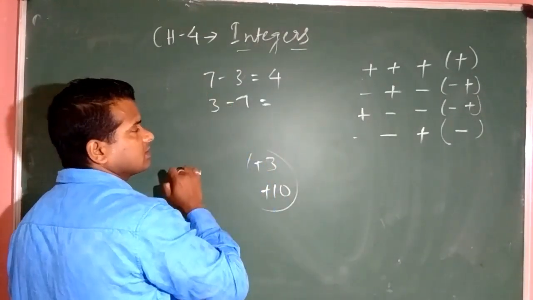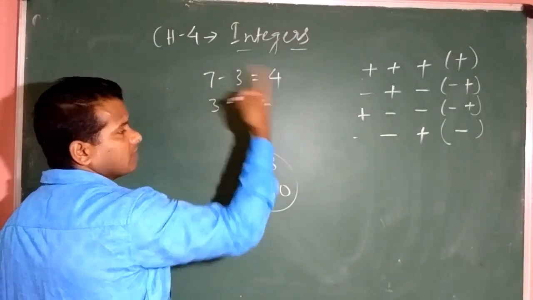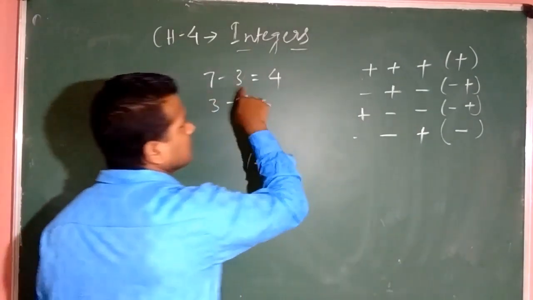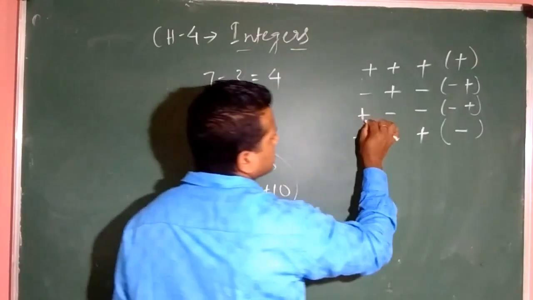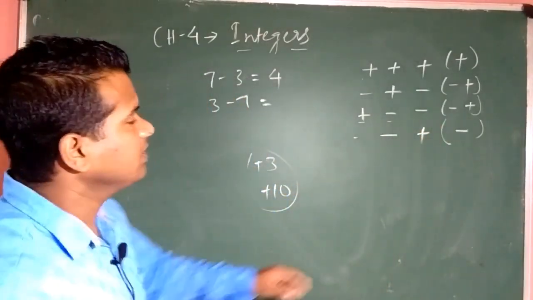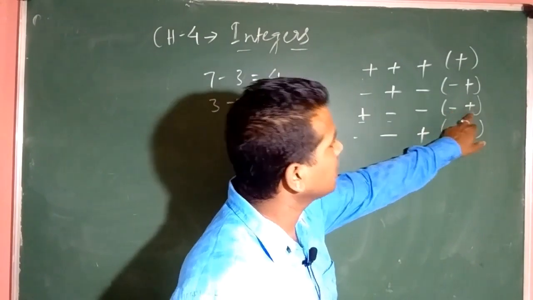So 7 also plus. Plus here minus. 7 is plus. 3 is minus. Plus into minus, minus. 7 minus 3, 4. Why? Because plus into minus, minus. We'll do minus. Now, as I told you, you have to see the sign. It is plus or minus.